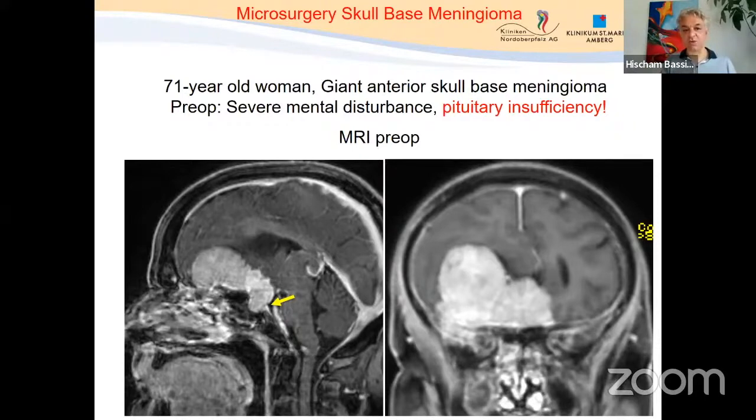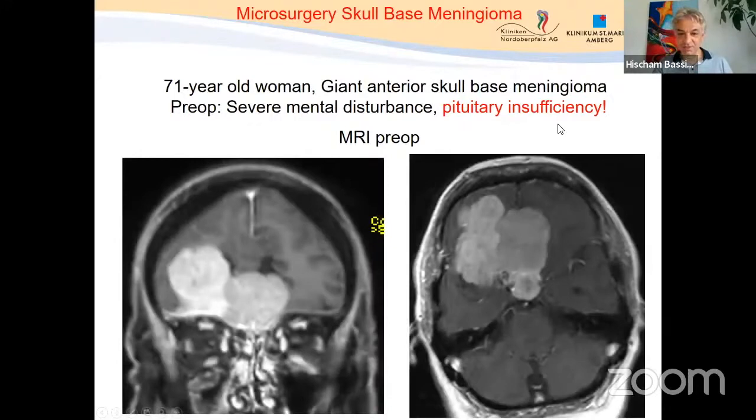This is a 71-year-old woman with a giant anterior skull base meningioma. She had severe mental disturbance. They actually came back from holiday, and she did crazy things in the holiday, and her husband took her to the hospital because this was not usual for his wife. And she also had pituitary insufficiency. This can be explained by an extension of the tumor into the pituitary fossa. It looks like 2 tumors which are kissing here, but it was one main bulk.